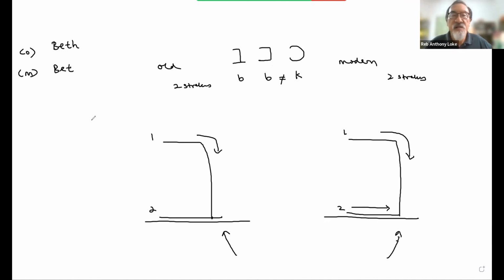In terms of pronunciation, it is exactly like our English B sound, B as in bed. So B is the sound for Beth. And it has a numerical value of 2.